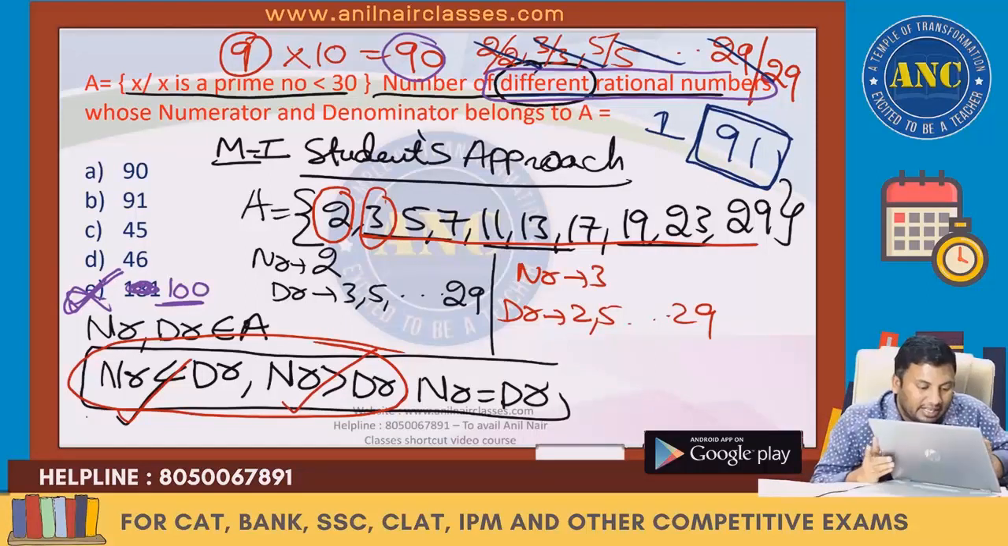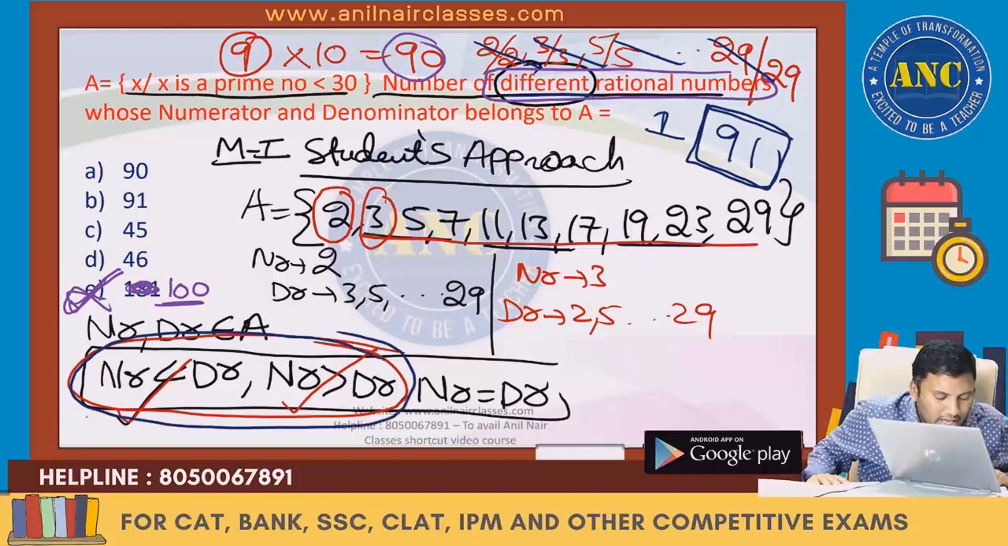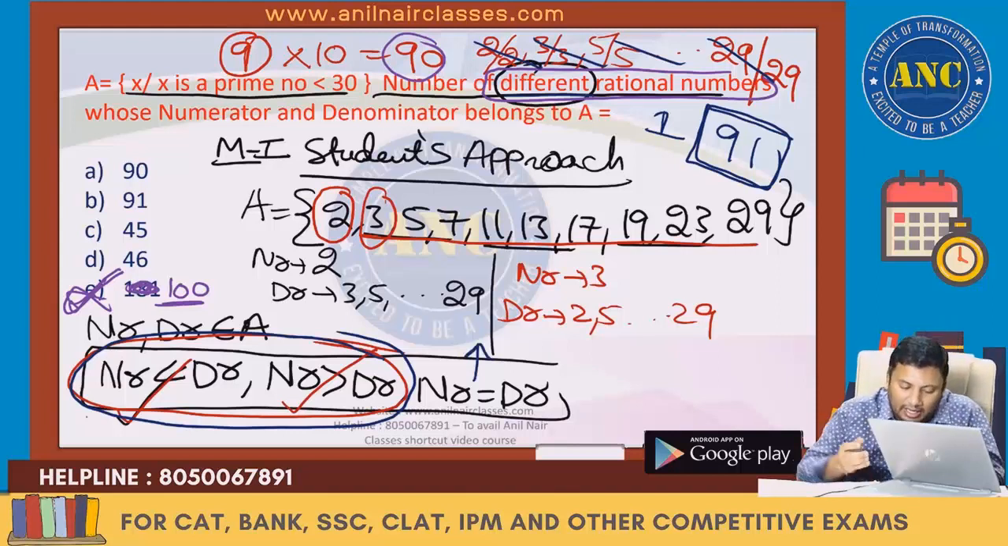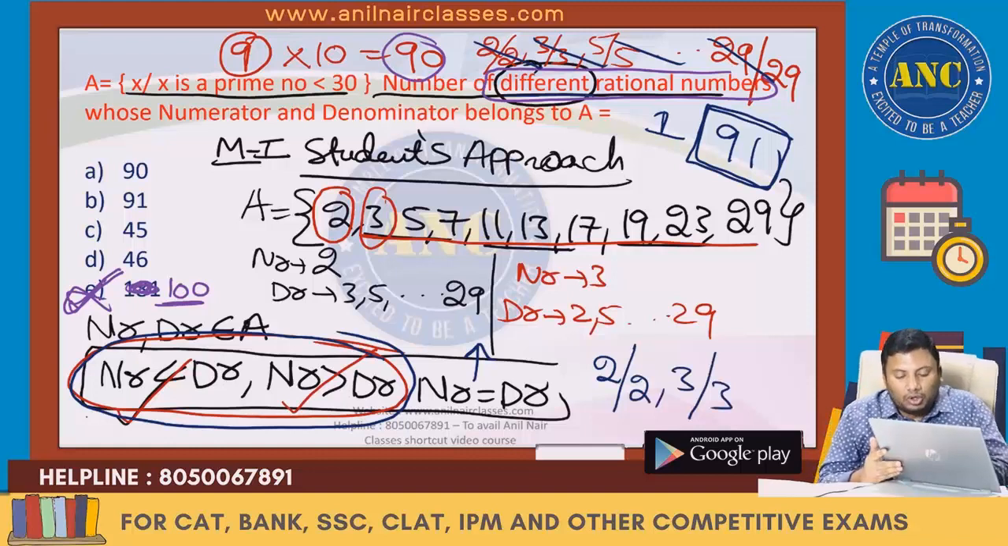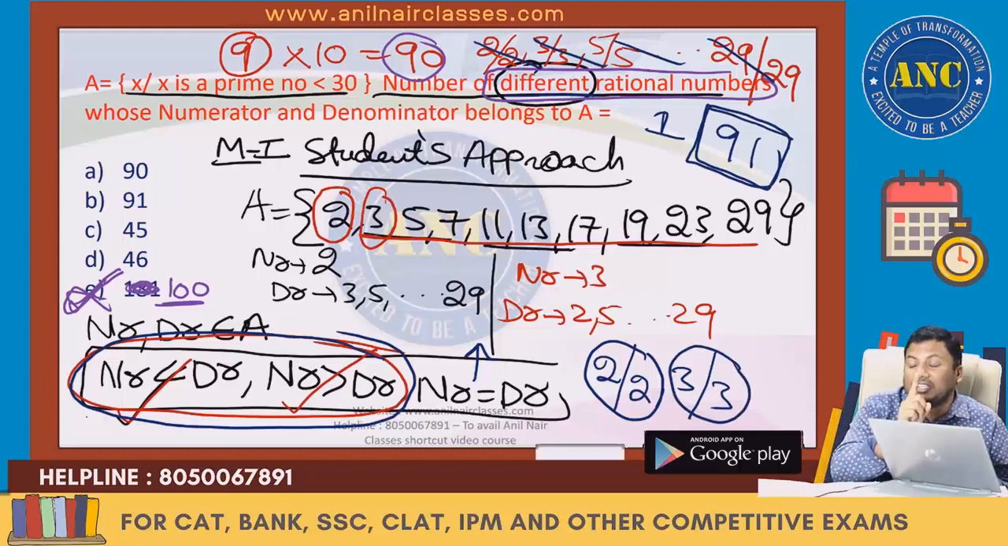What are the 90 cases? Numerator less than denominator, and numerator greater than denominator. There is one case where numerator equals denominator. Please don't take 2 by 2 and 3 by 3. 2 by 2 answer is 1, and 1 is a rational number. 3 by 3 answer is 1, and 1 is a rational number. Both are giving you only one number. Don't duplicate the values. So the answer is 90 plus 1, 91.